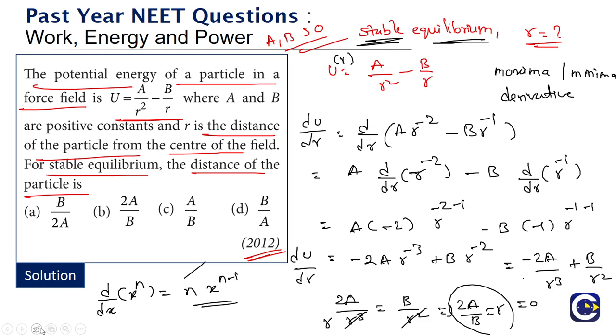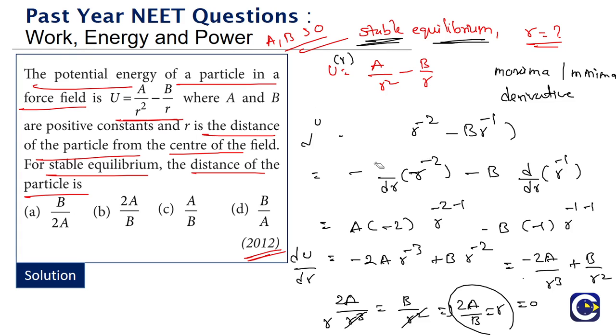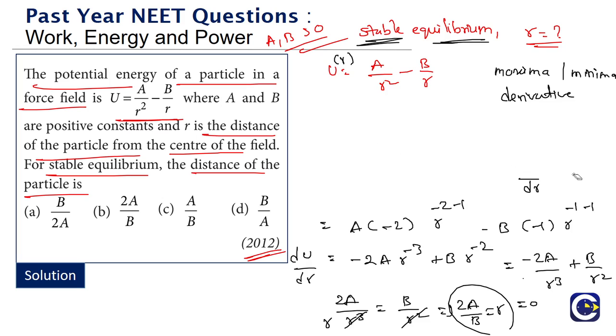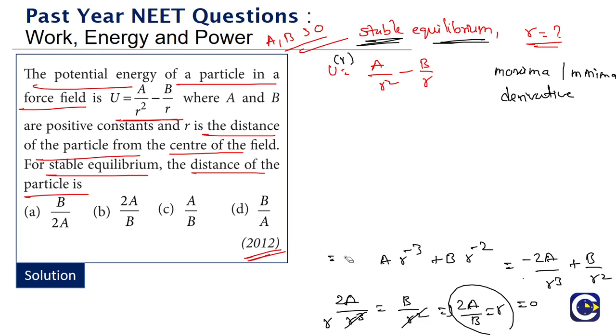Now some people will try to conclude the answer from here itself. See, when the derivative is becoming 0, at what point is it becoming 0? It is becoming 0 at r equal to 2a by b. Now derivative 0 means the potential energy can become either a maxima or a minima. Stable equilibrium means the potential energy should become a minima. If we have two values coming, then we may have a confusion about at which point the function becomes a maxima and at which point a minima.